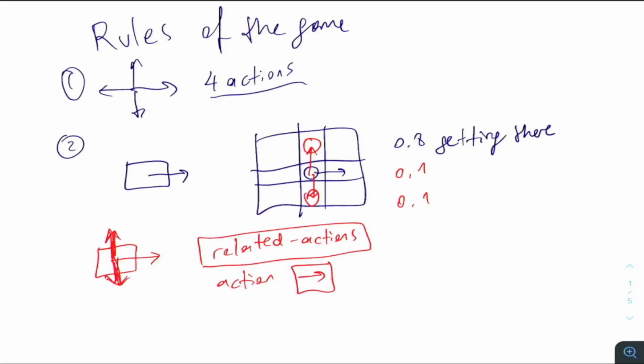If you try to go right, you have 0.8 chance of getting there, and also you have 0.1 chance of getting up instead of right, and also 0.1 chance of arriving at the down position, the lower position. And for each action, there are two related actions. For action right, we have up and down.